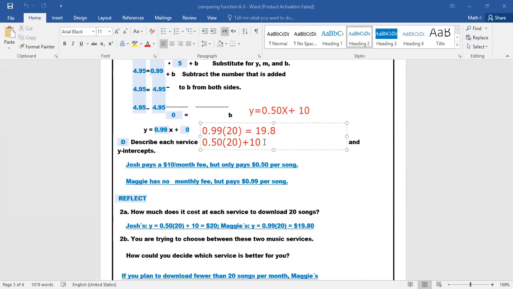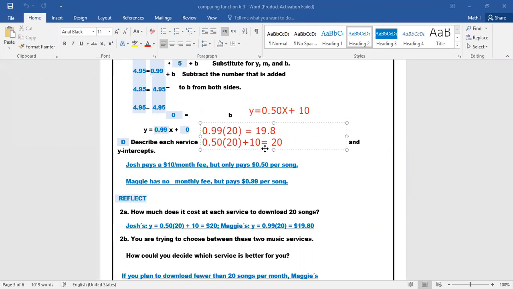Okay, so that was for Maggie. Second, Josh, please calculate: 0.5 times 20 plus 10. It will be 20. So if you want to download 20 songs, Maggie's plan will be 19.8, and Josh's will be $20.